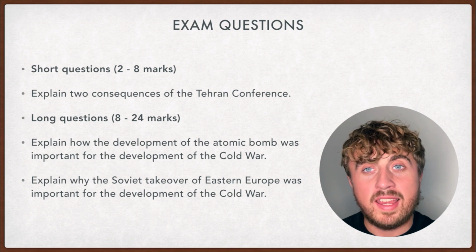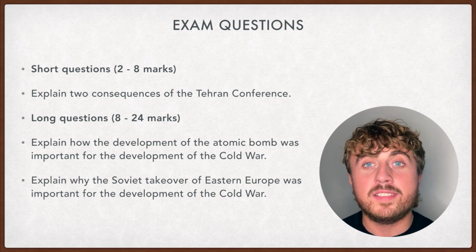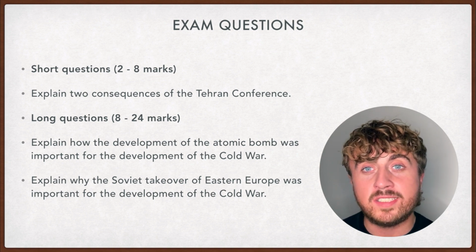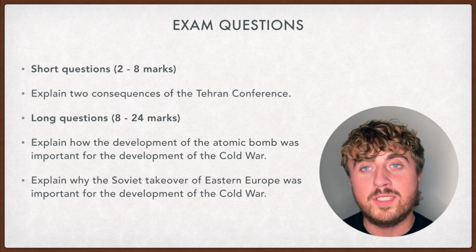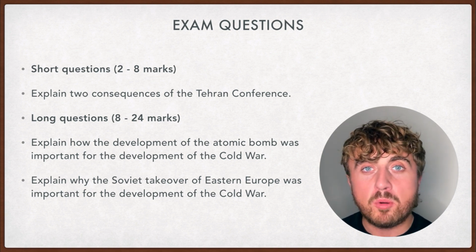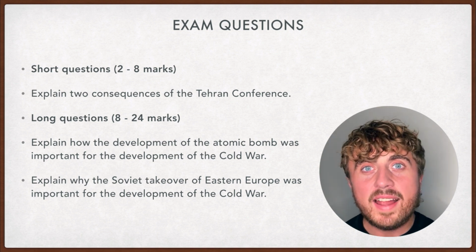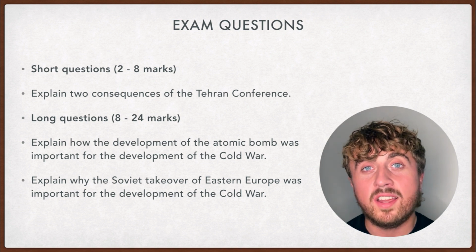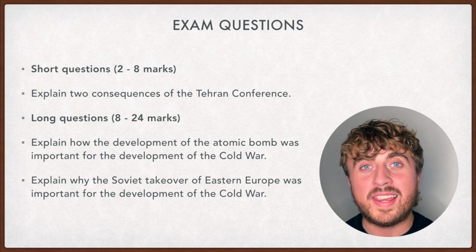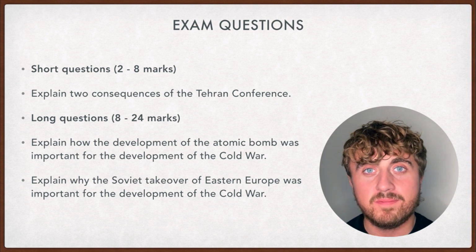The other long question here is the same structure of question, but just a different factor. It says, explain why the Soviet takeover of Eastern Europe was important for the development of the Cold War. So this is where you can talk about Soviet sphere of influence and the communist governments set up in Bulgaria, Hungary, Poland, Czechoslovakia, and countries like these. And it would be great if you can mention Churchill's Iron Curtain speech and how this reinforced the idea of a political, military, and ideological barrier between the communist East and the capitalist West.